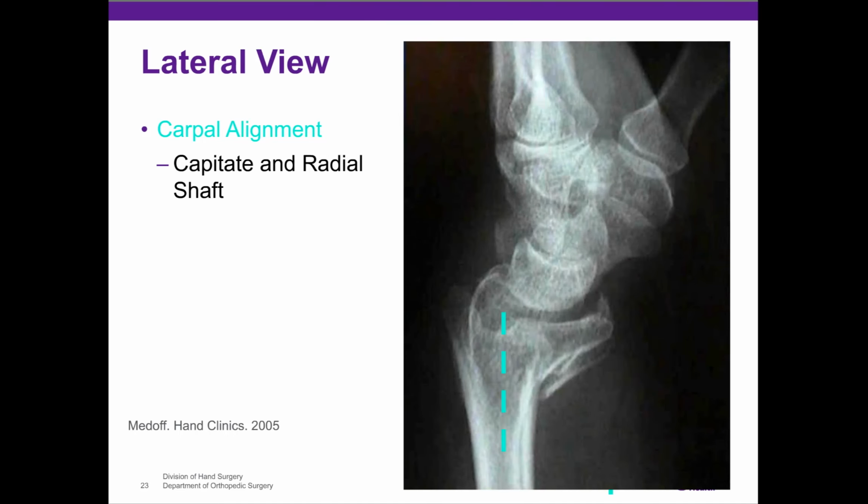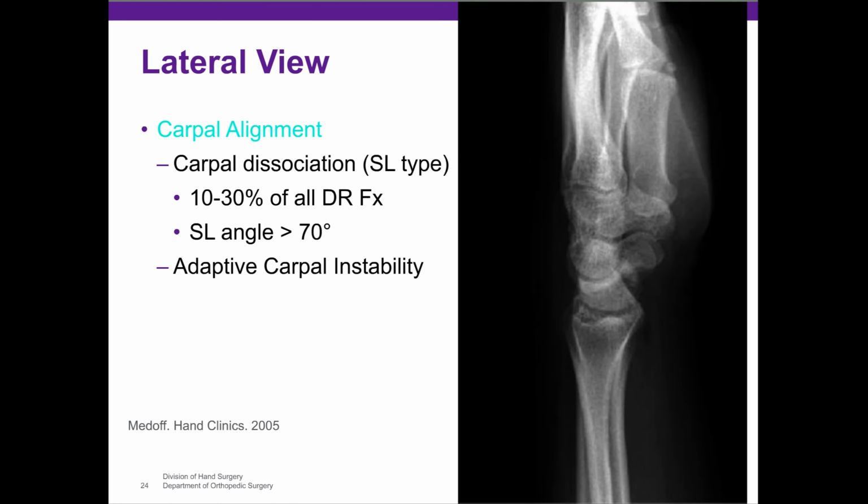So here's just an example of volar translation with an impaction, kind of a Barton's type fracture. Those lines obviously don't line up.